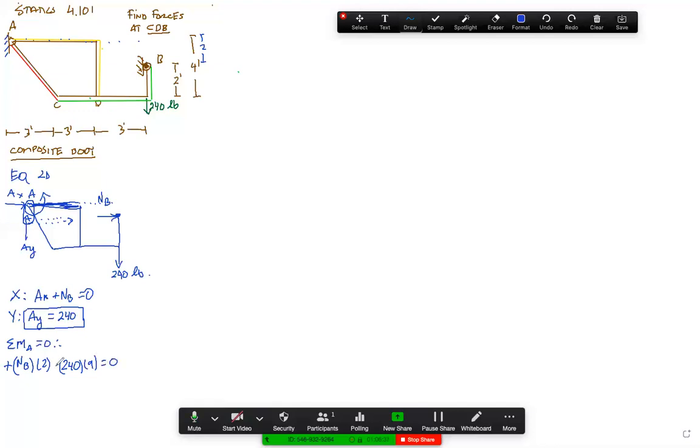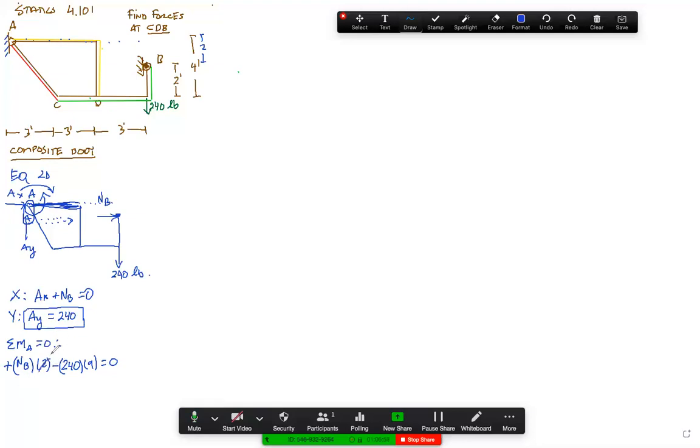But let's see about the sign over here. Maybe you can see it, it's trying to move around like this. I don't want to draw more stuff, but that's what the 240 is trying to do around A. So it's going to be a minus.